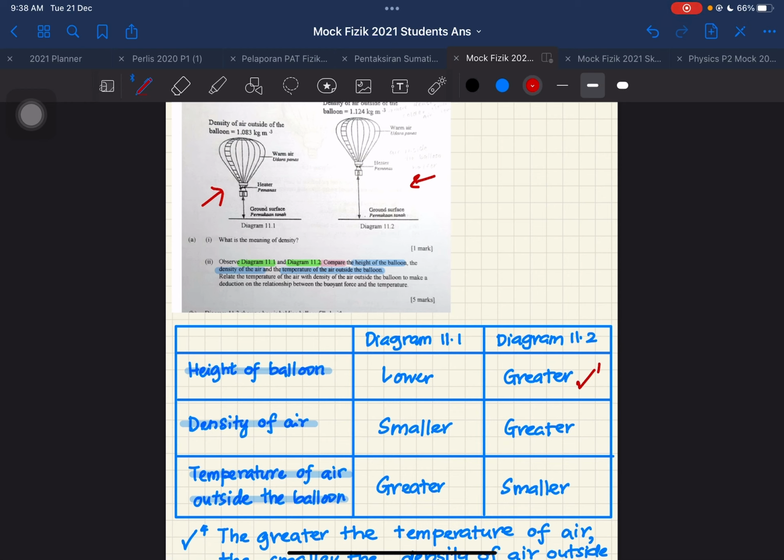Then the density of the air is also given. You can see this part. It's obvious, right? The density of the air in diagram 11.1 is smaller, and then 11.2 is greater. You can write like this, it will be easier. And then the temperature of the air. Now we know that the first diagram is during the afternoon, and the second diagram is morning. So the temperature of the air in the second diagram will be smaller. So mark number 3.